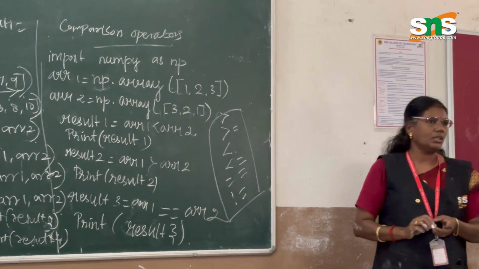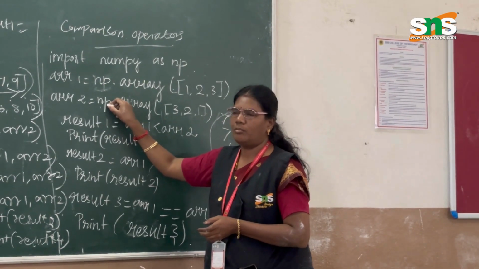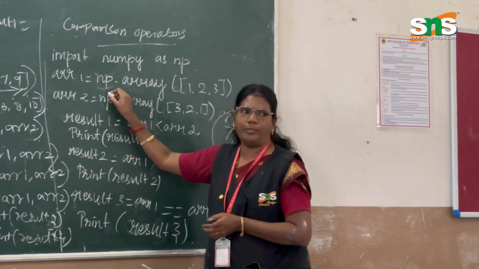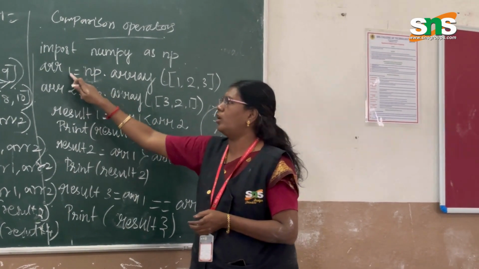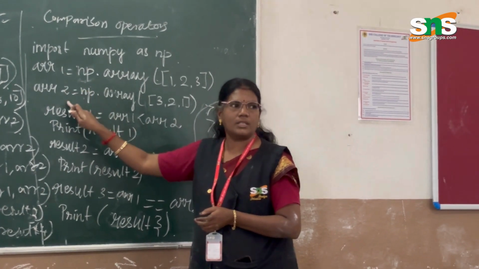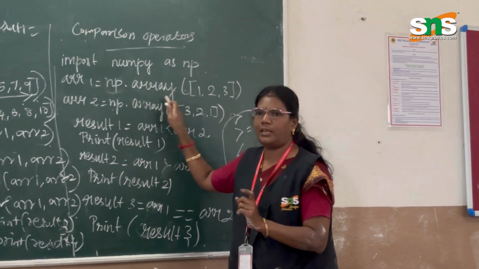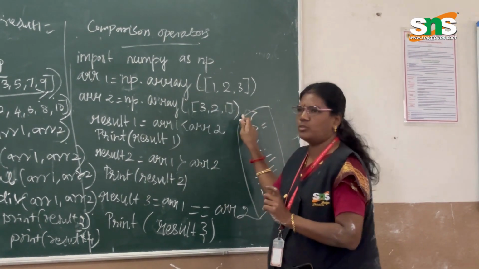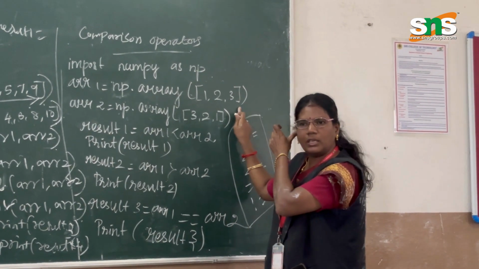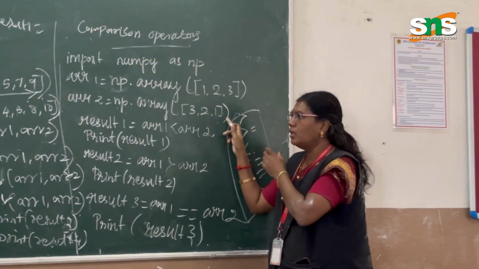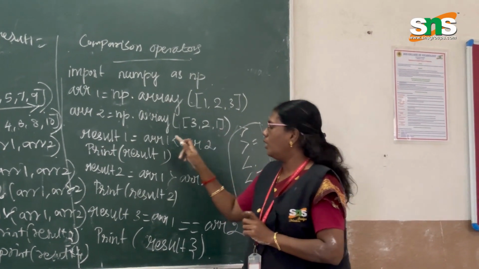First of all, we have to initialize the two arrays by using the NP library. The two arrays are initialized by invoking the function np.array, np.array of values. Here, 3 values in array 1, and another 3 values in array 2.